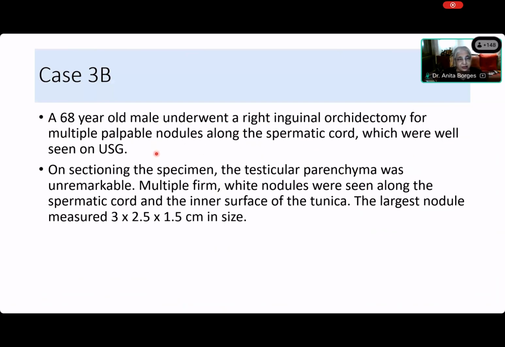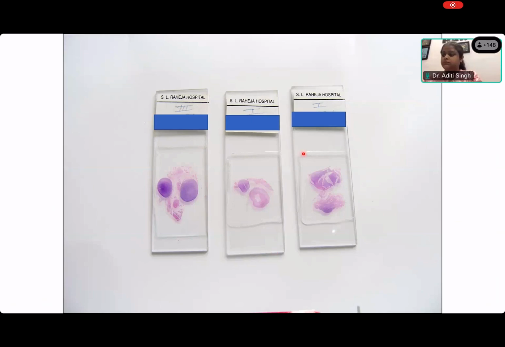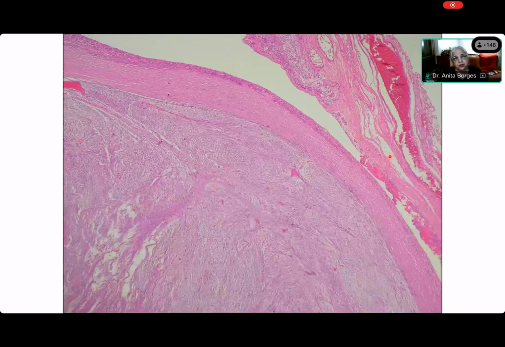He could feel it, and then he had an ultrasound. On sectioning, they sent us the testes because he had an orchidectomy, and the testicular parenchyma was absolutely normal, and there were multiple firm white nodules, as you see over here. These were along the spermatic cord. And here you see these nodules. You see this nice capsule over here, and these are the nodules.